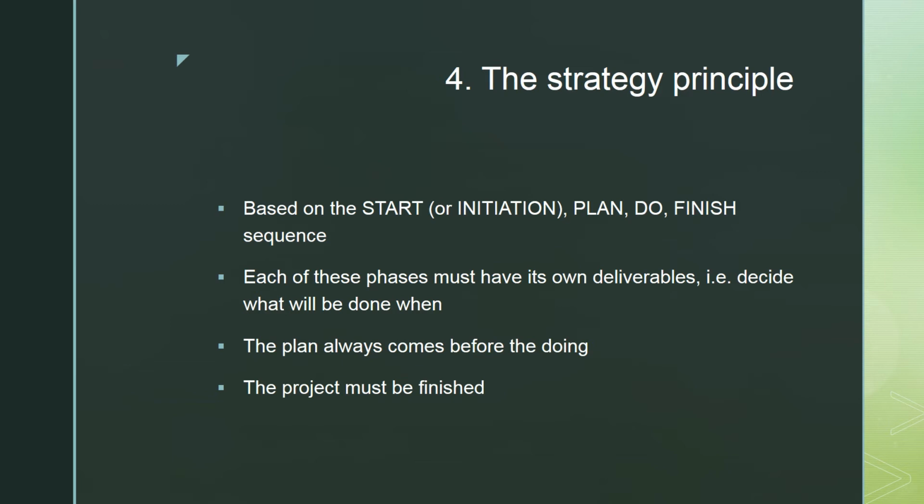Each of these phases must have its own deliverables. When we say deliverables, we're talking about what is it that you aim to have done, what is it that you aim to have produced, right? Decide what will be done when. Okay, so you have the what and the when. These must be clear. These must be specific.